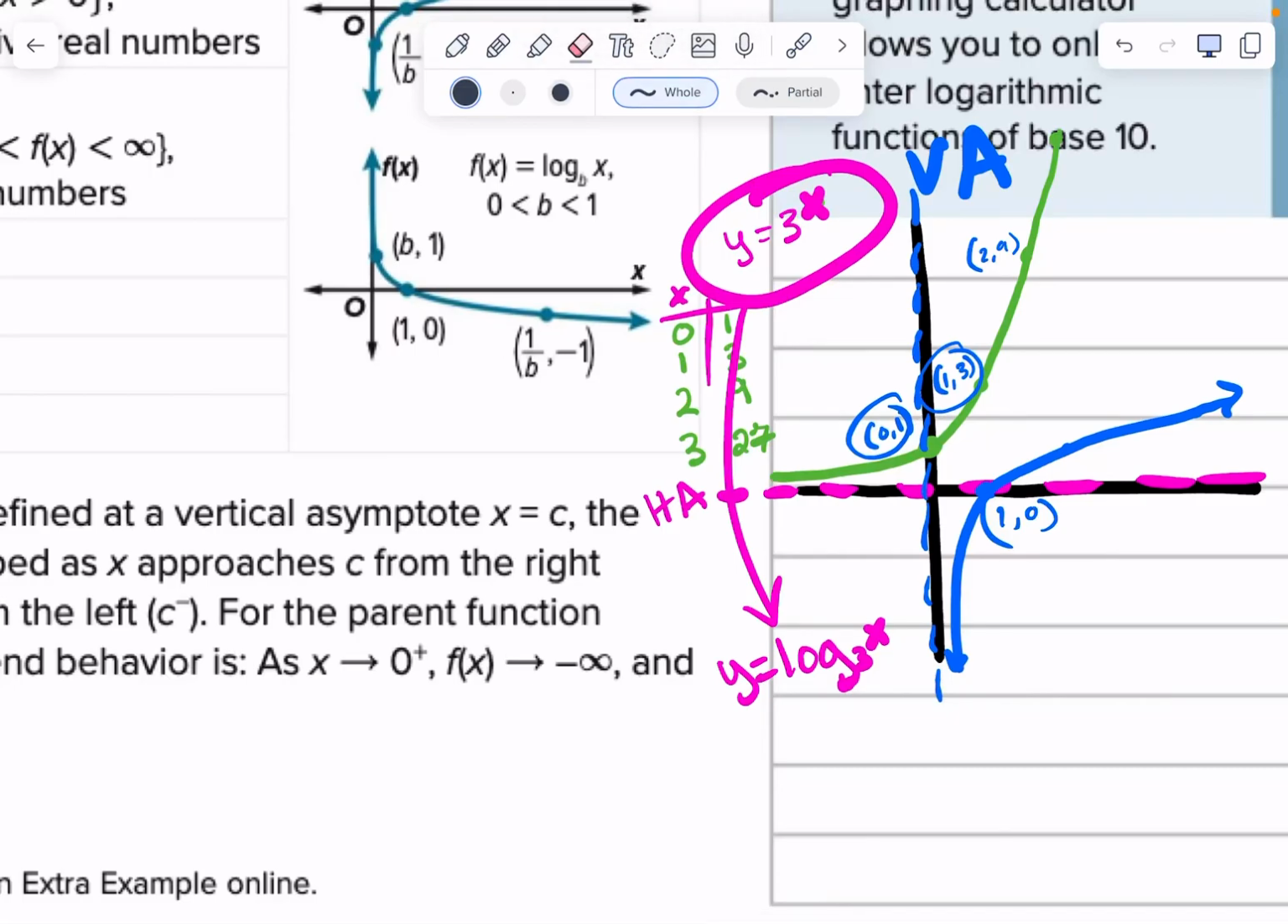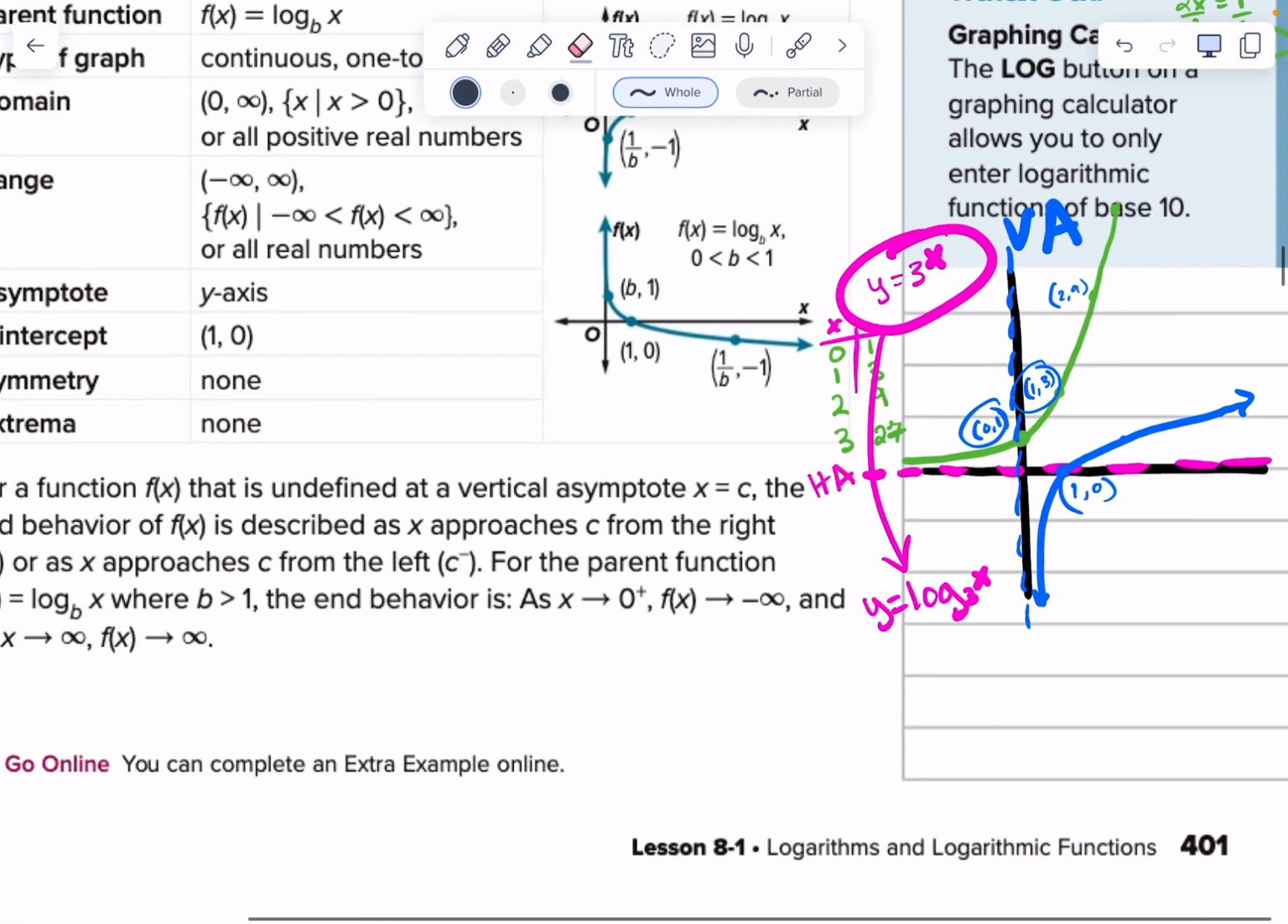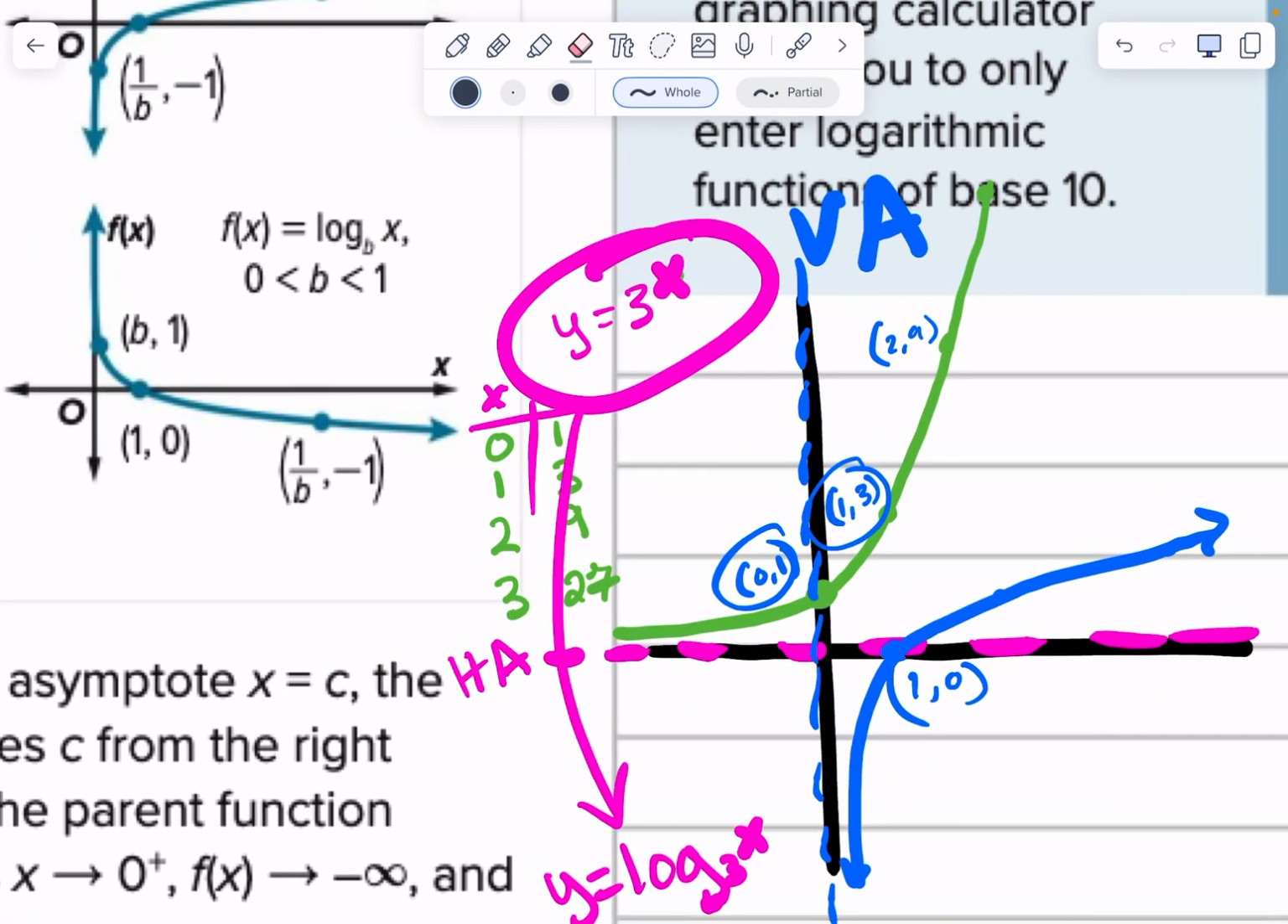Okay, Zach, we started going over stuff for section 8.1 logs, and we're doing the graphing of A logs. And so I started going, and then they're like, oh shoot, you should need to record.